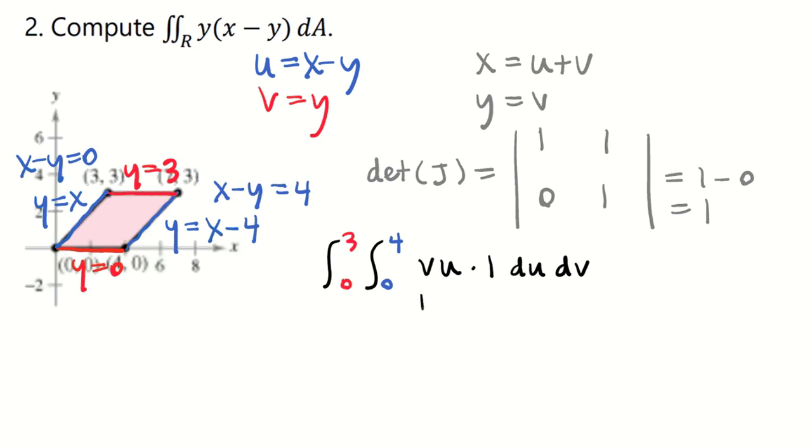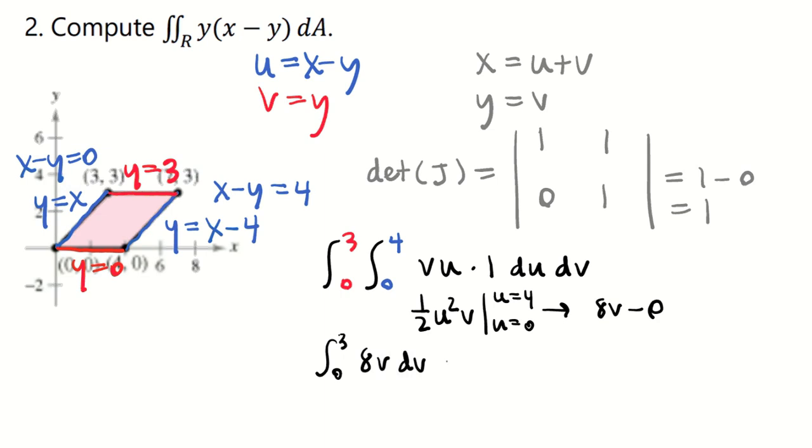So the antiderivative here is 1/2 u squared multiplied by v as u runs from 0 up to 4. Okay, when u is equal to 4, I've got 8v, minus when u is equal to 0, I have 0v. So it's going to be the integral from 0 to 3 of 8v dv. And that's going to be 4 times v squared as v runs from 0 up to 3. And that would be 4 times 9, which is 36.